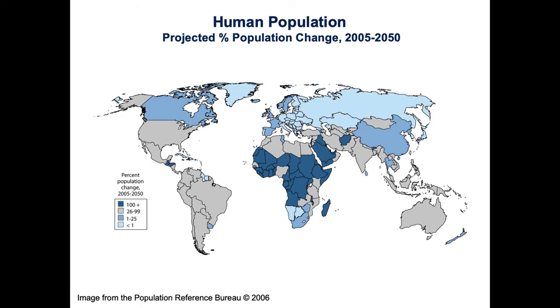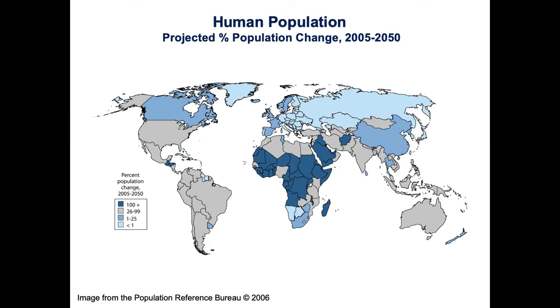So we looked at where people are the most dense. This shows projected percent population change by 2050. And you can see a lot of the countries, which are the darkest blue, that are expected to grow the most are in Africa and the Middle East. But the gray countries are the ones that are expected to increase 26 to 99%. So they're the ones that are going to grow the second most. Which includes a lot of places, including the United States, Mexico, and most of South America. So a lot of places are going to be growing quite a bit.